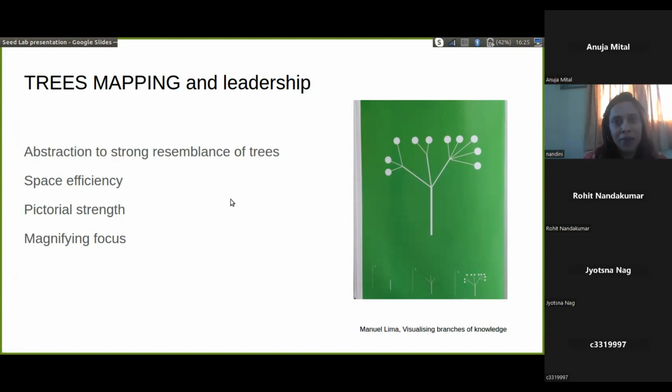But the reason I would like to use trees is that maybe some abstractions in terms of what you think about the seed lab could have a strong resemblance to trees. A way of depicting trees allows for space efficiency. It allows for pictorial strength in terms of the beauty, and allows you also to magnify your focus on certain aspects of the tree. So I would take you all through about 3-4 examples of basically tree mapping and thinking about leadership.